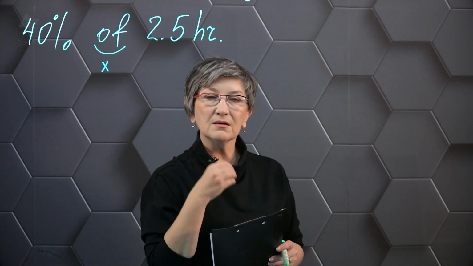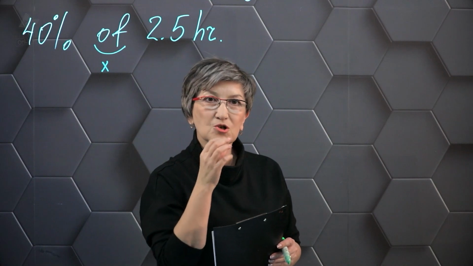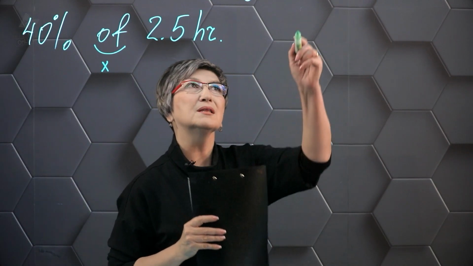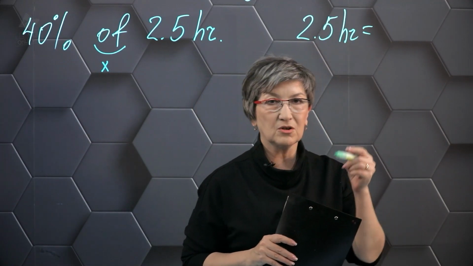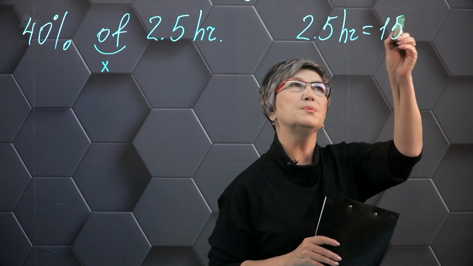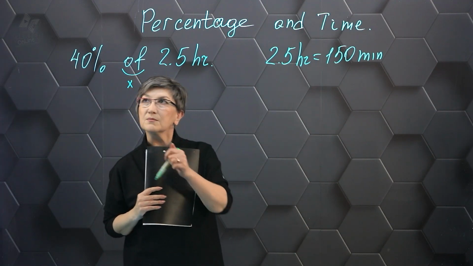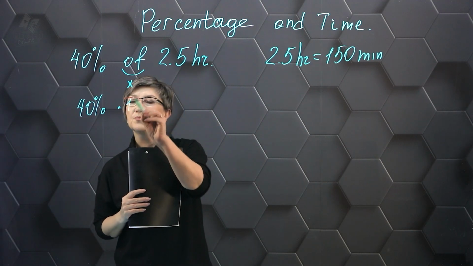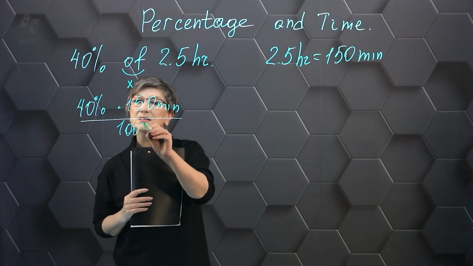Because a lot of times you're used to thinking that 1 hour is 100 minutes, but it's not. 1 hour is 60 minutes, so I convert 2.5 hours to minutes first, and that's 150 minutes. Only after that will I use my method. So I'll multiply 40% by 150 minutes, and then divide that by 100%.